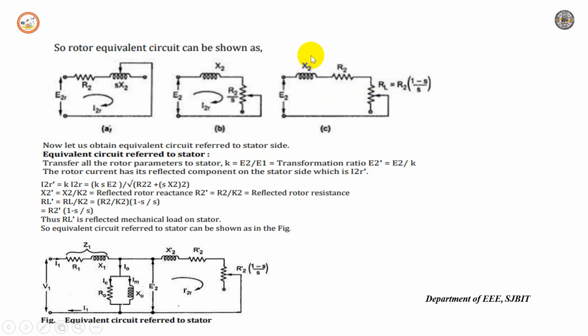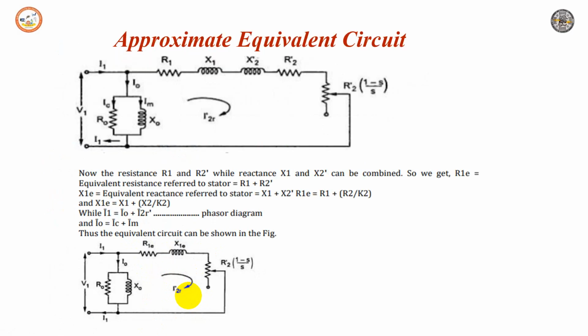Now, to obtain the equivalent circuit referred to the stator, I have to refer the rotor side to the stator. When I refer this to the stator, we denote it with a dash: X2 dash, R2 dash, and R2 dash into 1 minus S by S, connected to the primary side. So this EMF becomes E2 dash, and the current in the rotor side becomes I2R dash. This is the equivalent circuit referred to the stator. Now the approximate equivalent circuit: moving the exciting circuit towards the supply side, this is the circuit we get.